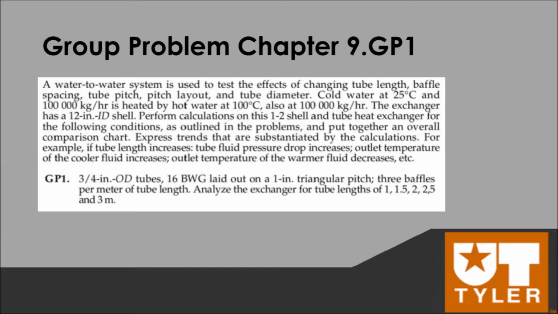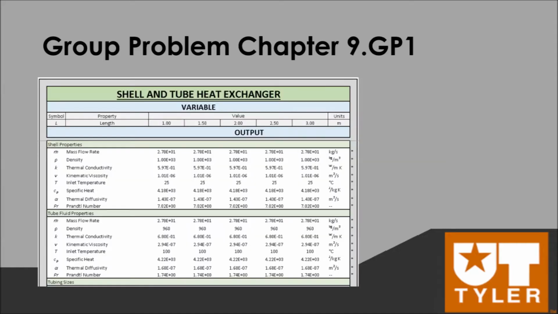Lastly, we will address Chapter 9, Problem GP1. In this problem, a water-to-water, one-shell, two-pass heat exchanger is evaluated at varying lengths. The cold water enters the heat exchanger at 25 degrees Celsius, and the hot water enters the heat exchanger at 100 degrees Celsius. In order to save time, I will not discuss each individual calculation, but will instead show the calculated values on the screen. Feel free to pause the video if you need more time to review the values.